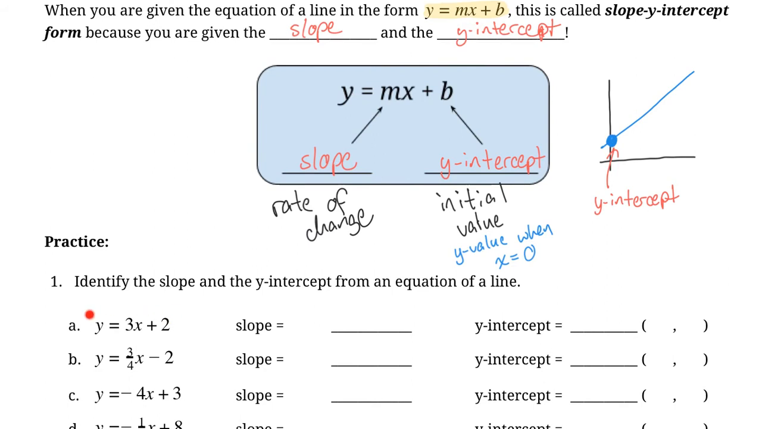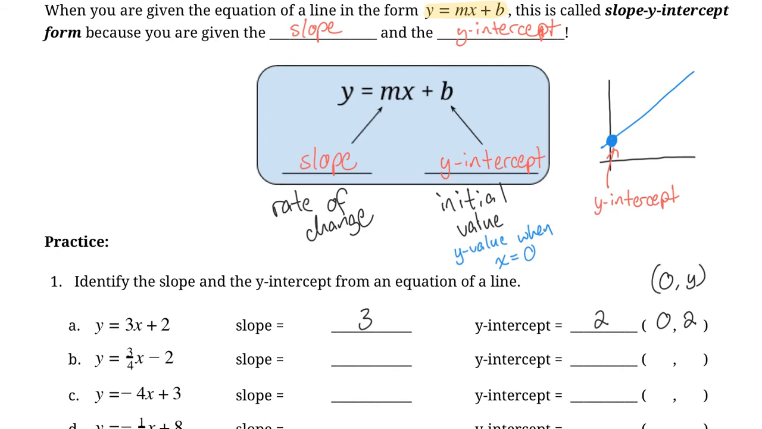So if we have this equation right here, y equals 3x plus 2, that coefficient in front of your x is always going to be your slope. So in this case, our slope is 3. And then our y-intercept is always the number that's on its own. So our y-intercept is 2. And that would be the point (0, 2). It's always going to be the point 0 and then your y value.